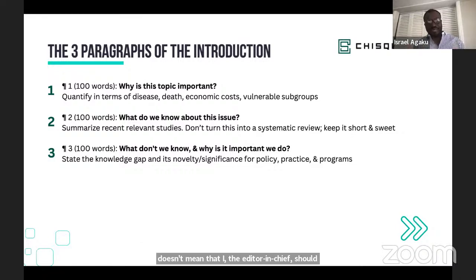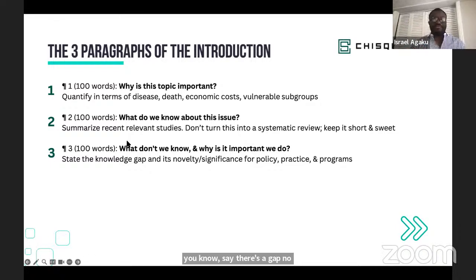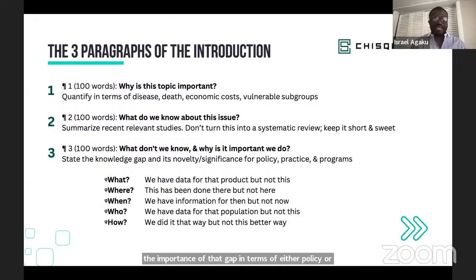Remember that you're a salesman. Tell me there's a gap and tell me why that gap is important. So it's not enough to just say there's a gap. No, there's a gap and here's why it's important, right? And this is where you talk about the importance of that gap in terms of either policy or practice or programs, or how it moves the field forward. So that's your job. This is what you have to do there.